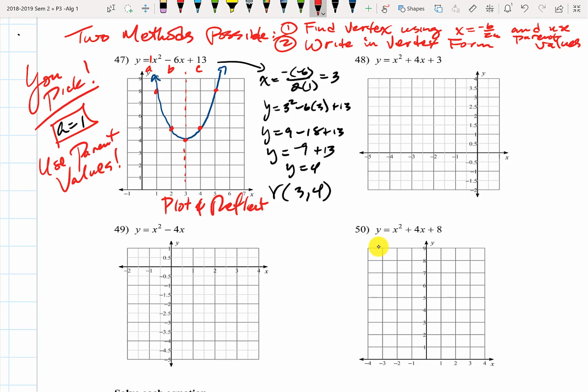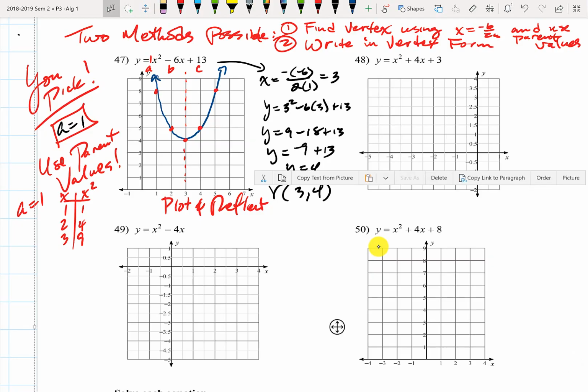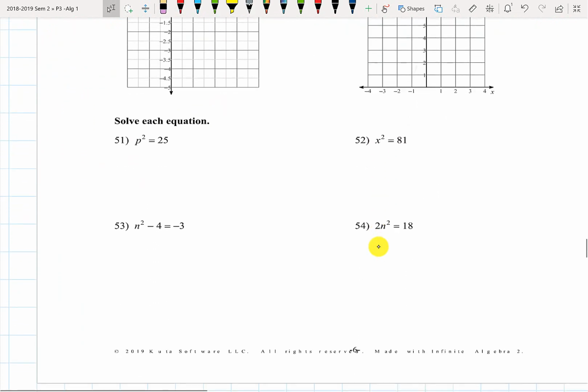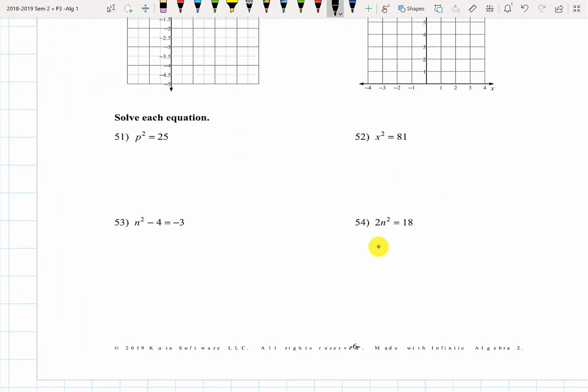So once again, use parent values. The correct pair of values, a equals 1. The values for this parent, which is x squared, are 1, 4, and 9. The square of 1 is 1, 2 squared is 4, 3 squared is 9. That's when a is 1. If a was 2, all these y values would be doubled. All right, and then you guys can do the rest, and check your solutions, obviously.